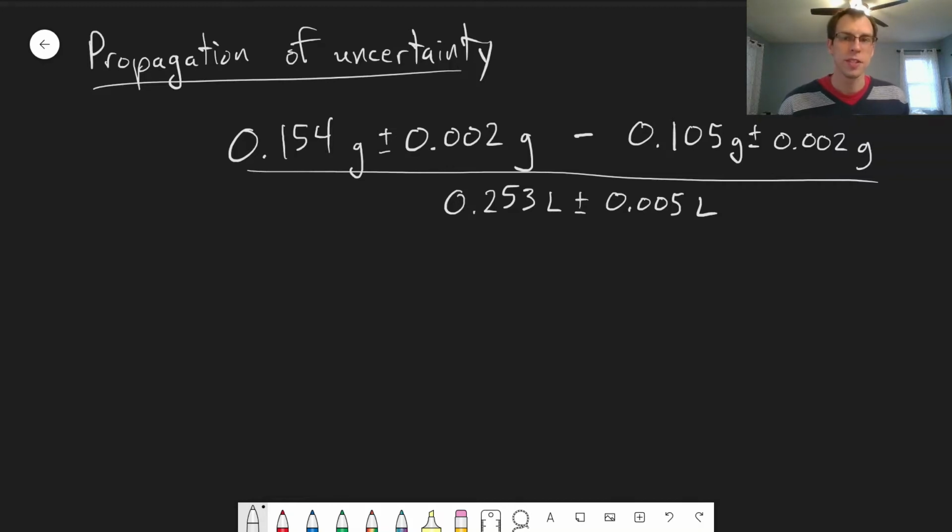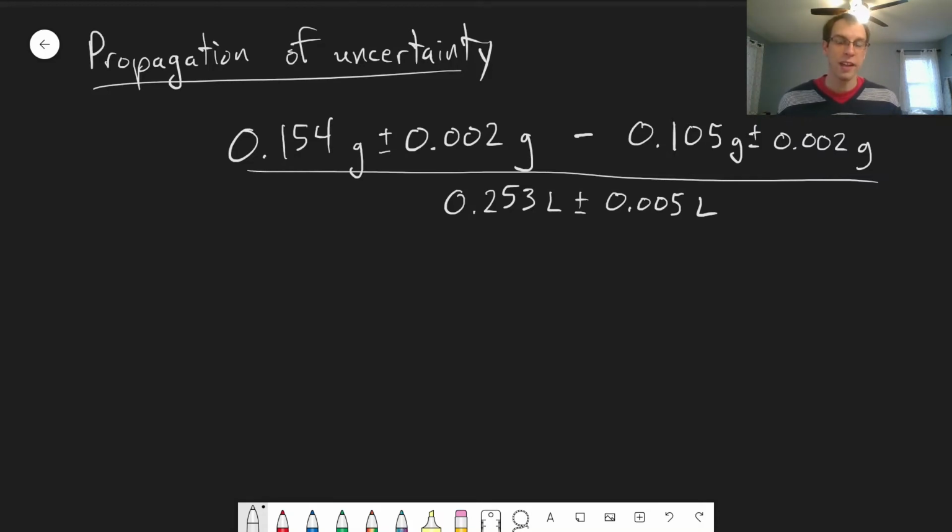The final topic we'll discuss in this chapter is how do we do calculations involving uncertainty. So I have here an example calculation. Say we've measured out two masses to figure out how much of a chemical we've weighed out, a solid. So we measured 0.154 grams, and then what was left over was 0.105 grams. So we've dispensed a certain amount, and this solid was put into a volume and diluted up to 0.253 liters. And we'd like to know what is the concentration of the solution in grams per liter.